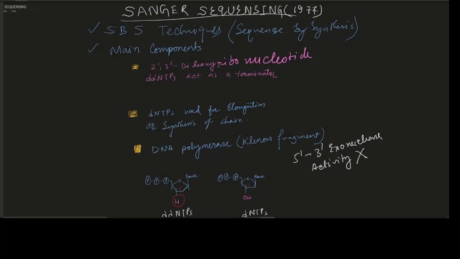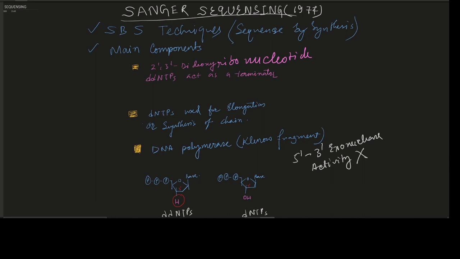So today I am going to talk about Sanger sequencing. Now Sanger sequencing was invented in 1977 by Frederick Sanger. It is not the first sequencing technique, it is the second sequencing technique, but it is the first SBS technique. Now what does SBS mean? SBS means sequence by synthesis. Now it means we are going to sequence our desired stretch of the DNA by synthesizing its complementary strand.